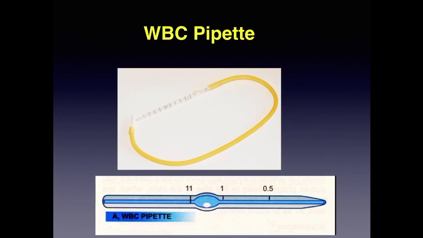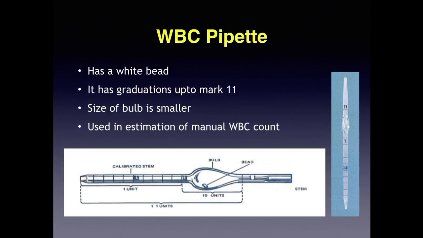For estimation of the WBC count, we need to use a WBC pipette for collection of the blood sample. As you can see, it has a white bulb and certain markings. The first marking is 0.5 and then 1, and beyond the bulb there is a marking of 11. This is how it looks under higher magnification.